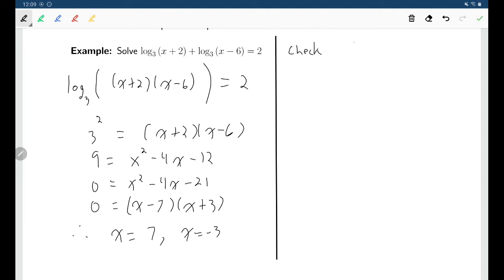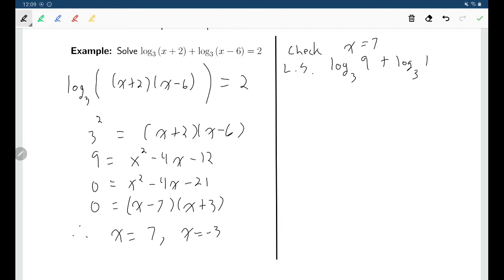So I'm going to start off by checking x being 7. The right side of the equation is always going to be just 2, so I really only need to make sure that the left side is equal to 2. And if I put in 7 for x, I'll have log base 3 of 7 plus 2, and log base 3 of 7 minus 6.